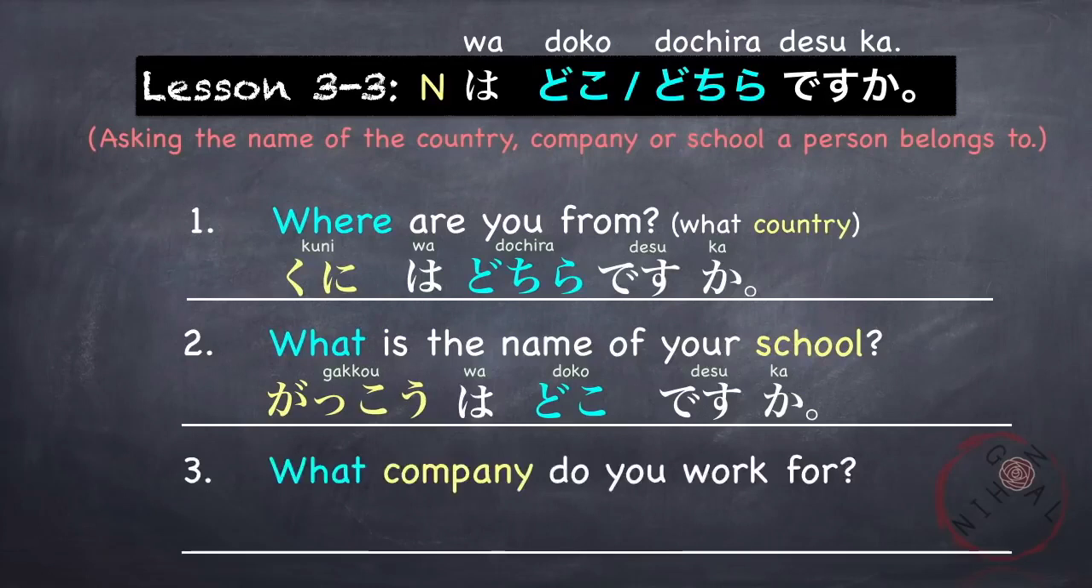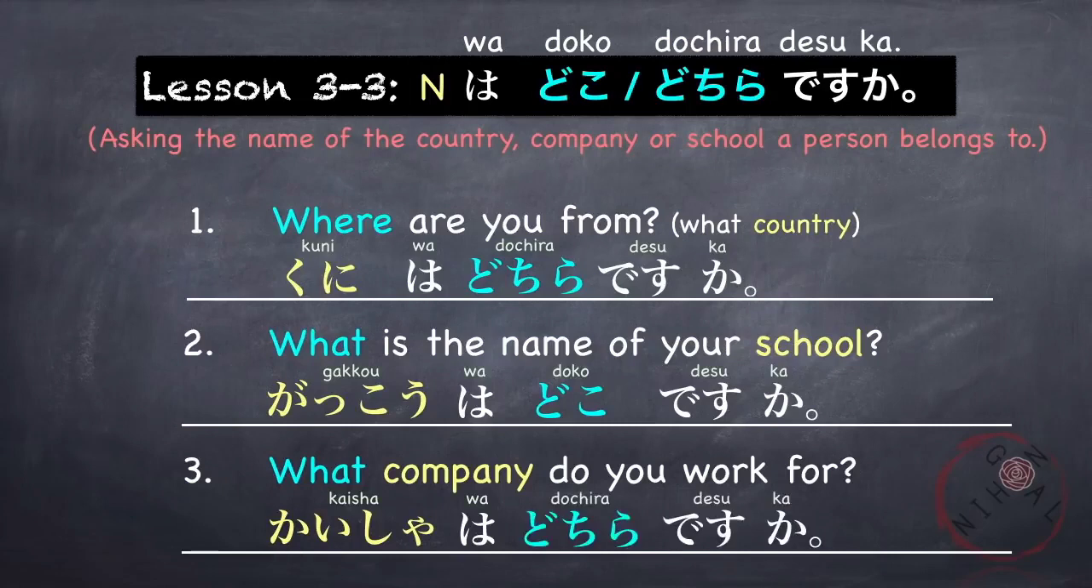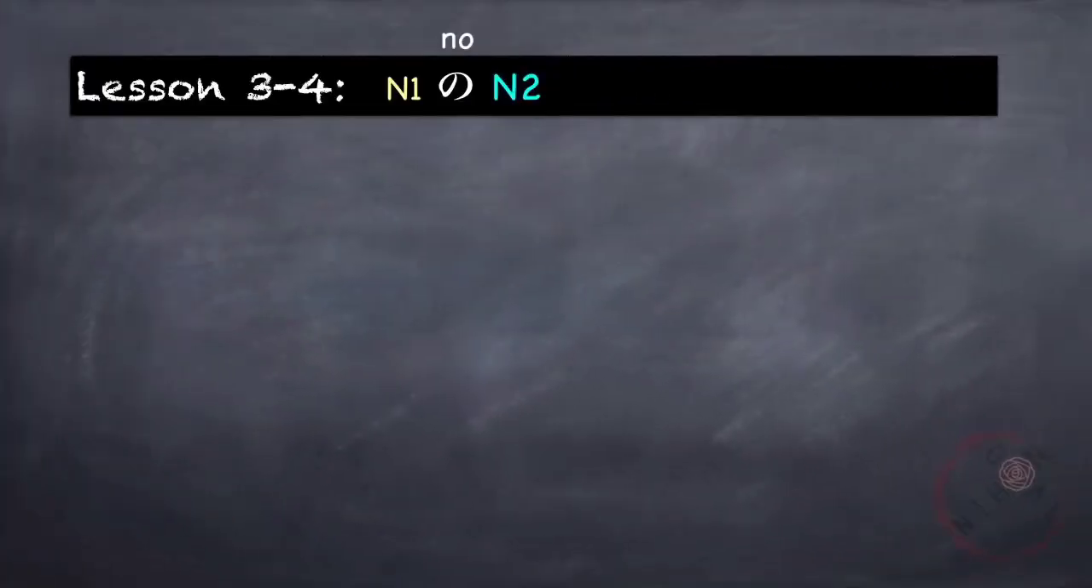Another example is, what company do you work for? Kaisha wa, so company is kaisha. Kaisha wa dochira desu ka? The literal meaning of this is, where is the company? Next is N1 no N2. So this pattern appeared in both lesson 1 and lesson 2. So there are other uses for this pattern.